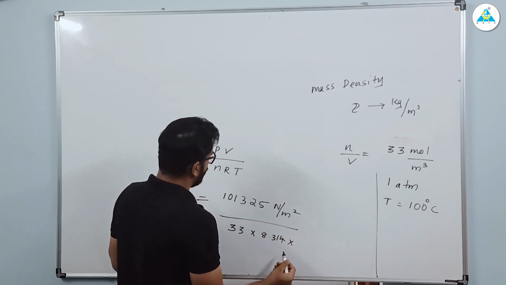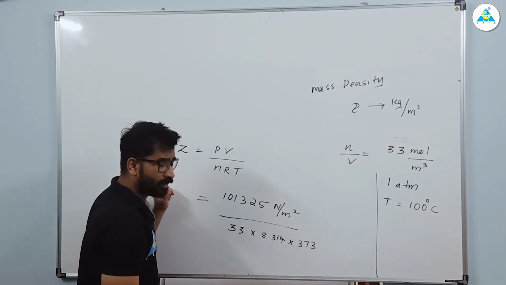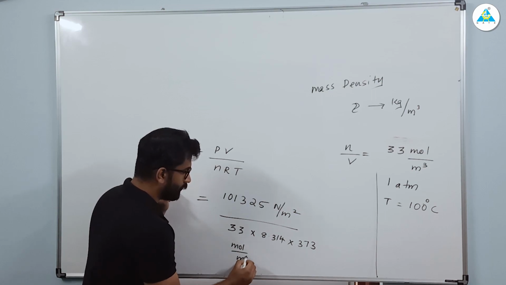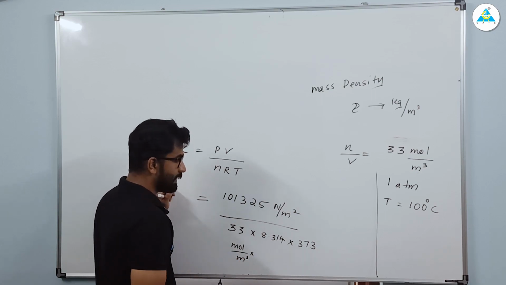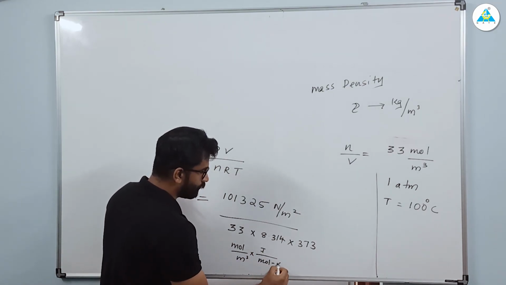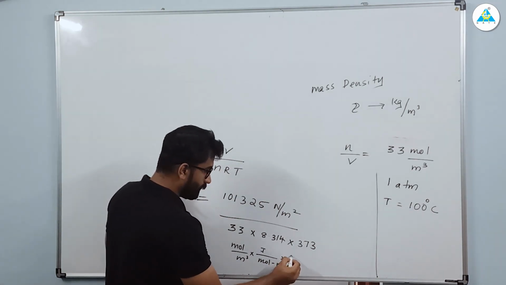8.314. Temperature is 373 Kelvin. Now if you want to check the unit, you can check it, right? Mole per meter cube multiplied by 8.314, whose unit is joule per mole Kelvin, right? Joule per mole Kelvin. Now multiplied by Kelvin.